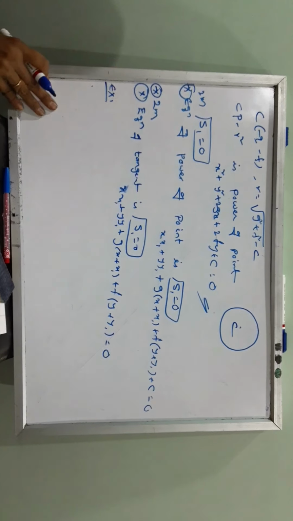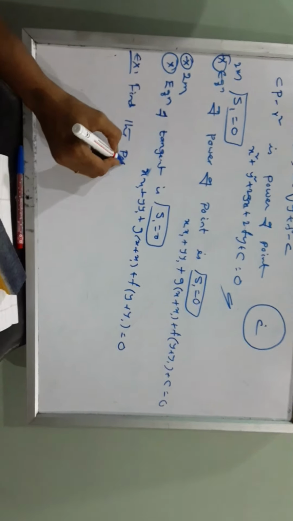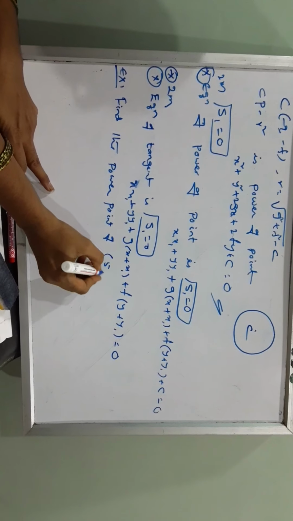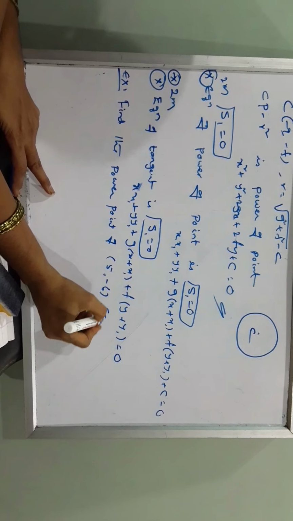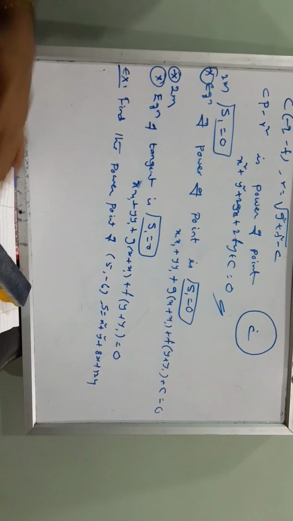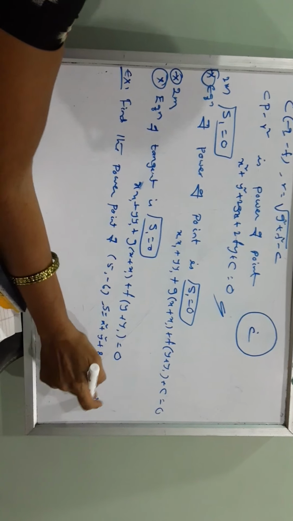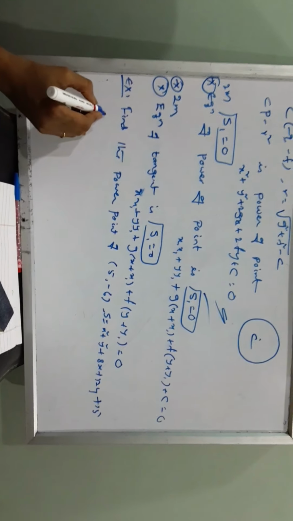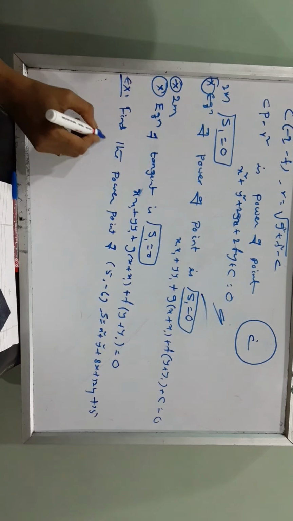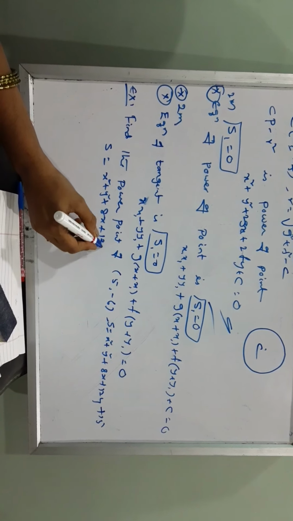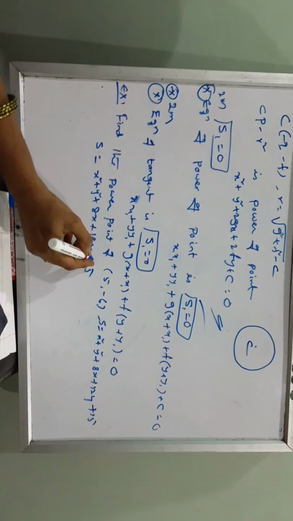For example, find the power of the point (5, minus 6) with respect to S is equal to x square plus y square plus 8x plus 12y plus 15. Power of a point is nothing but S1 is equal to 0, that is x1.